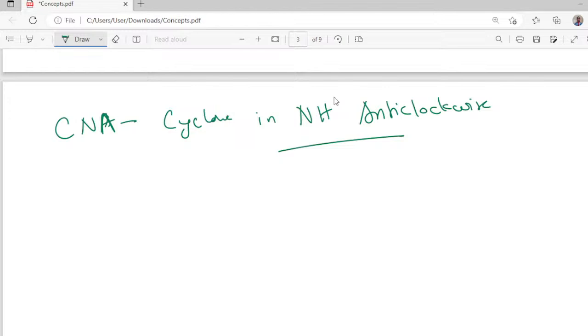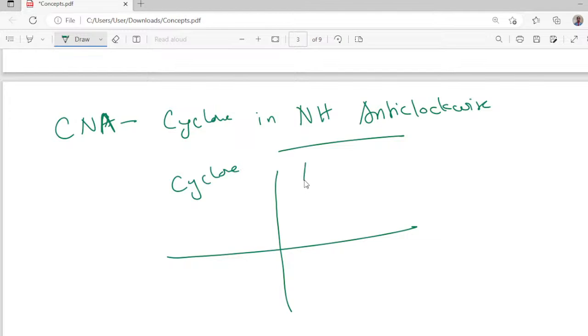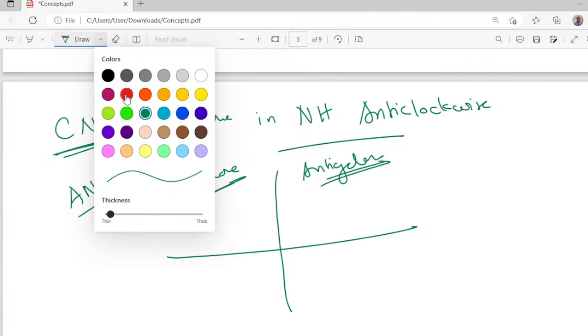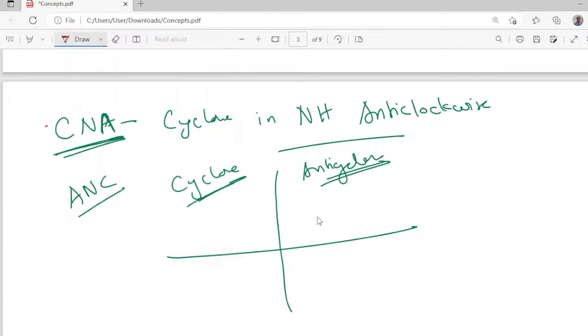Now if you look at this, please copy down whatever I am showing on the screen. You will not get this again. One heading is cyclone, and this side it is known as anticyclone. You can remember the name ANC or CNA, either is okay. Any one word, if you remember it, you can understand the circulation of the cyclone.